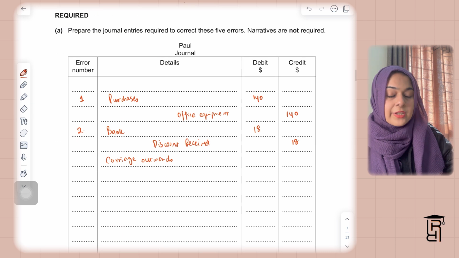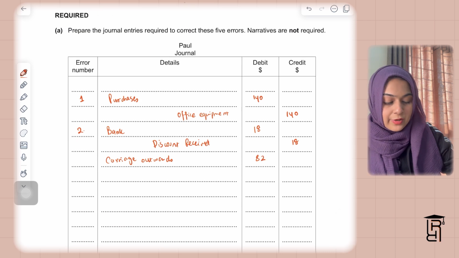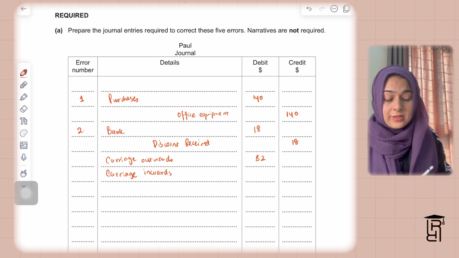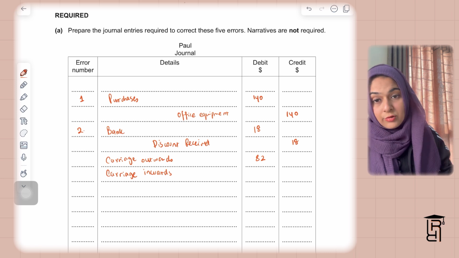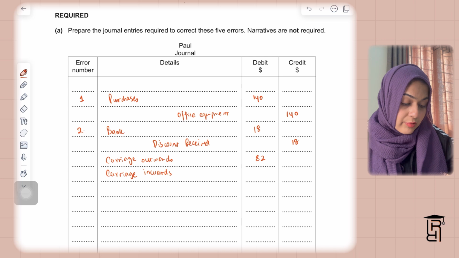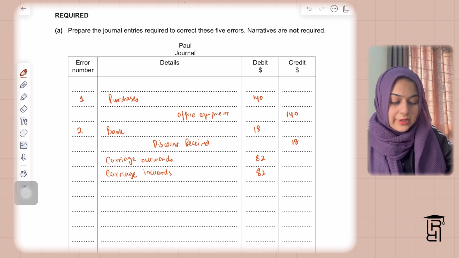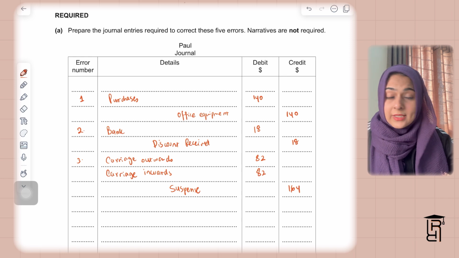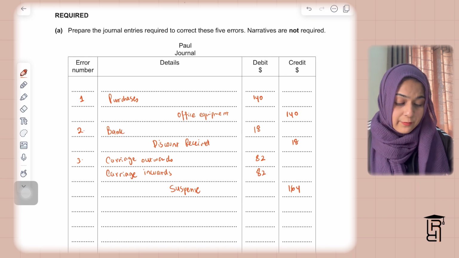Okay, to record carriage inwards, I need to record it on the debit side, because an expense is recorded when the expense account is debited. So because we had wrongly credited the carriage outwards account, we debit the carriage outwards account once, and then we debit the carriage inwards account in order to record it in the carriage inwards account. So I'll write here $82. And now on the credit side, I don't have anything here. So I need to write here suspense, because suspense will be credited as I don't have anything else to credit. This will be 164. 82 plus 82 is 164.